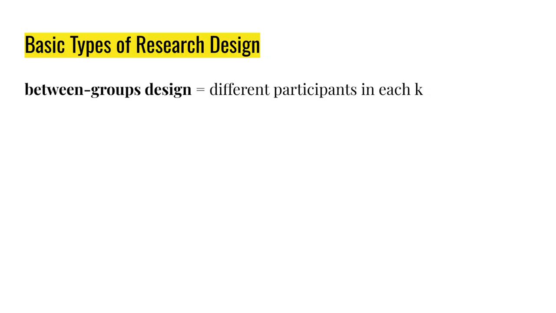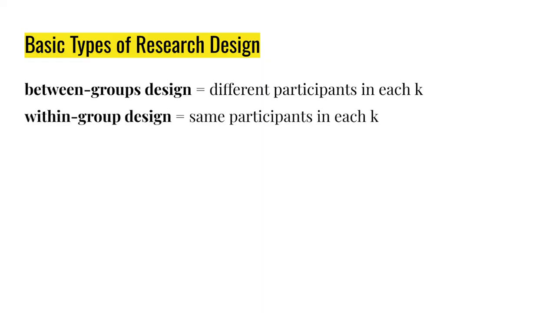So for the example that I said, if I wanted to examine if people who read chapter one knew significantly more about chapter one than people who did not read it, I might randomly assign half of the class to read the chapter, half of the class not to read the chapter, and then we'd compare the differences between those two groups. Notice that we don't have all of the same participants in each level. We have different participants. We have half the class in one, half in the other, and that's what makes that a between groups design.